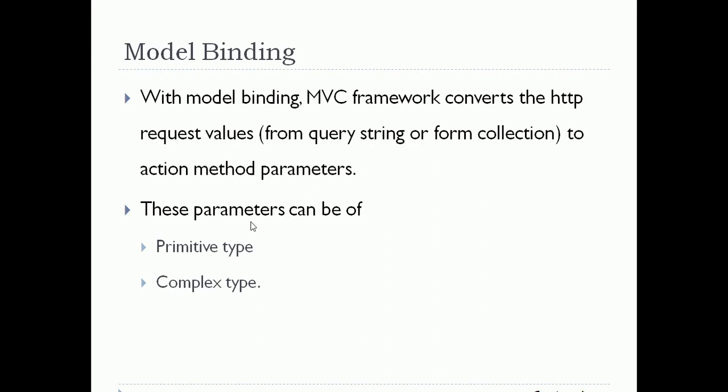Now our action method parameters can be of primitive type and of complex type. Primitive type means data types given by the language like integer, float, string. These are called primitive types. And complex type means data types created by us, which means a class or structure. So your action method can accept a primitive type as a parameter or a complex type as a parameter. Depending on that, your model binding also gets divided. So you can do model binding of your action method with primitive type or complex type.